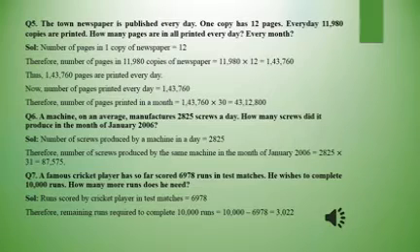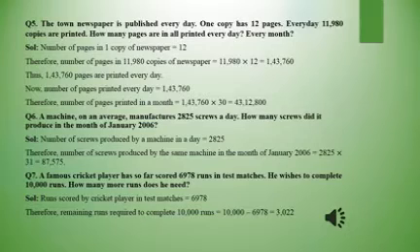Then is question number 7: a famous cricket player has so far scored 6,978 runs in test matches. He wishes to complete 10,000 runs. How many more runs does he need? So till now, the cricket player has made 6,978 runs. His target is to complete 10,000 runs. So how many more runs are pending so that he reaches his target of 10,000 runs?